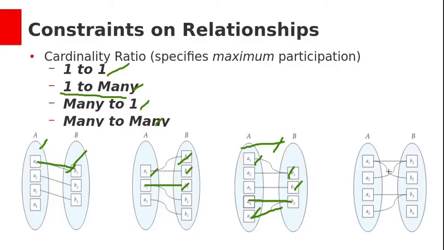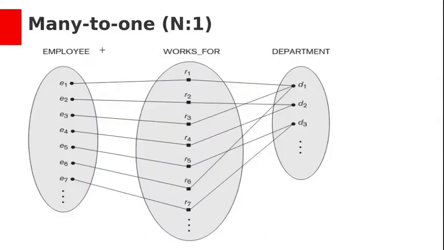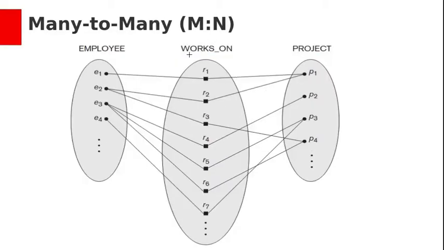Let's see here, an entity in A is associated with many entities in B, and an entity in B is associated with many entities in A. So it is many to many. In our example, this employee works for a department. This is many to one type, and a number of employees can work for one department. The relationship type works on is of cardinality ratio M:N, because an employee can work on several projects and a project can have several employees. So it is M:N.